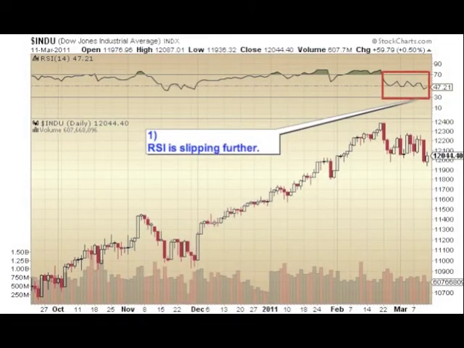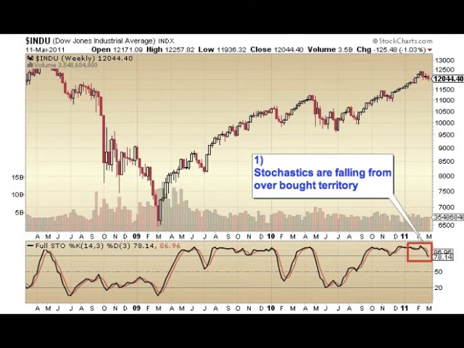Nothing impressive up on top with the relative strength index as it's slipping further. Nothing looks good here, so we gave this one a red mark. And this is a chart that concerns me here.